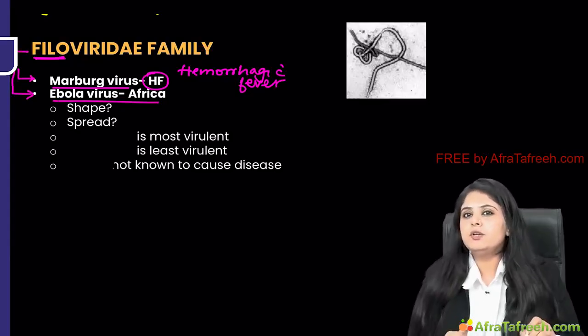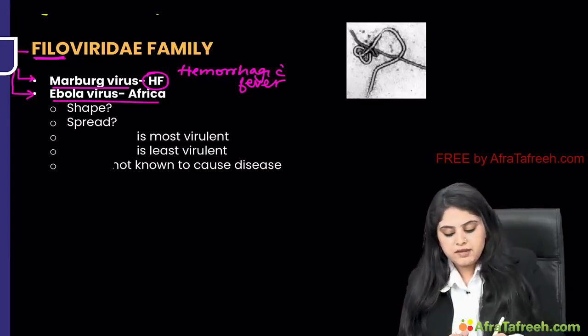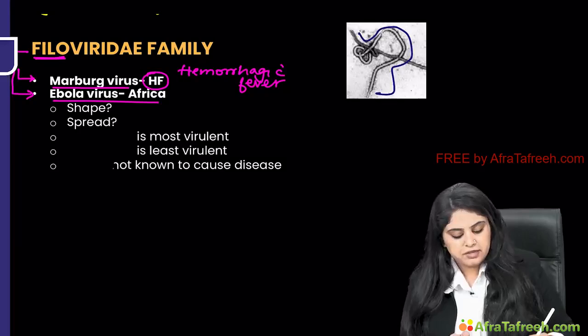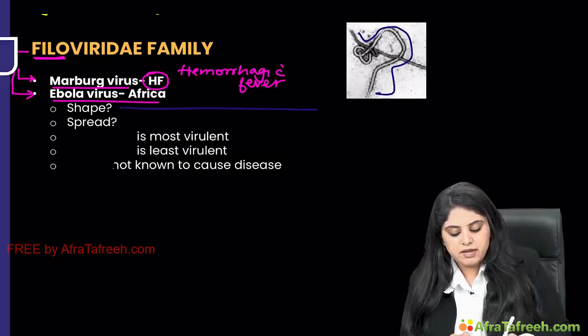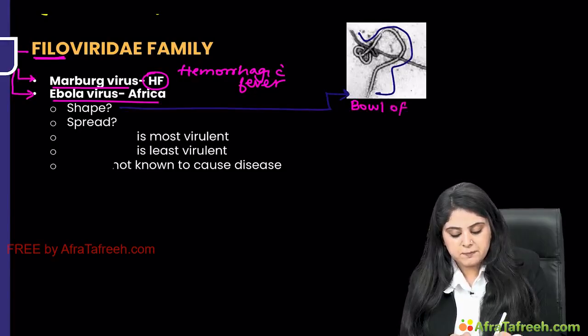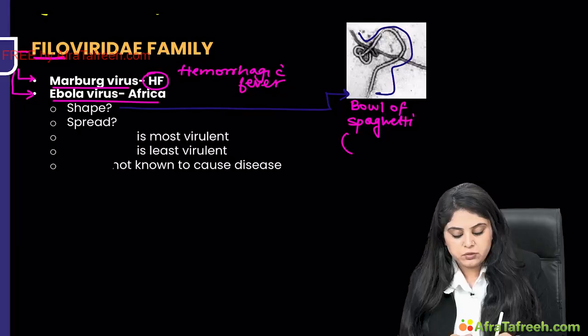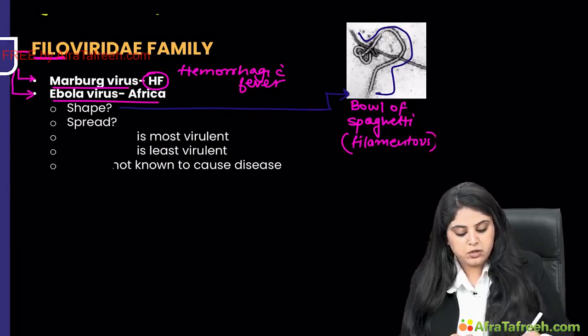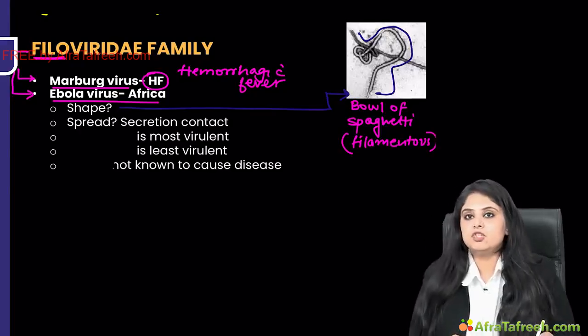What do you already know about Ebola virus? Ebola virus looks filamentous like this. Or I had learned that Ebola virus is going to be like a bowl of spaghetti pasta. So in other words, it is going to be filamentous in nature. How is it going to spread? The spread of Ebola virus is going to be by secretion and contact.